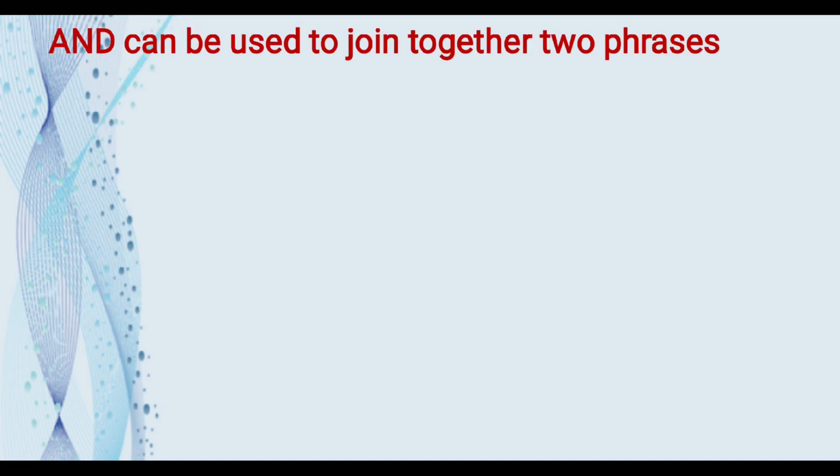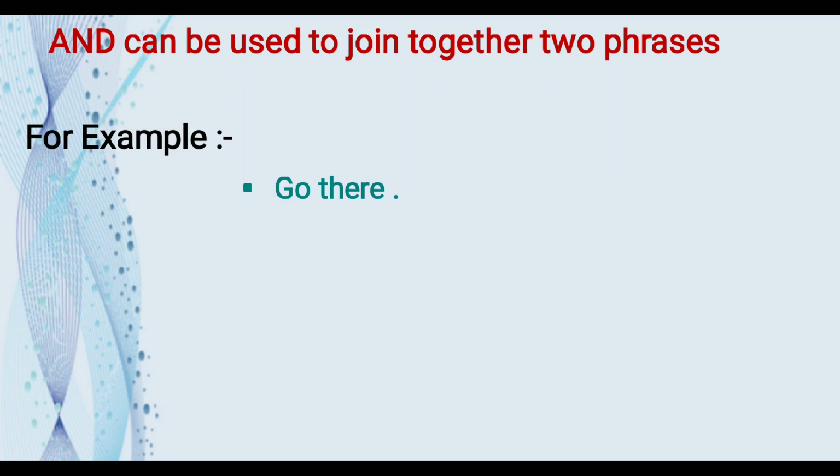Let's see the next possibility. And can be used to join two phrases. What are phrases? As I told you in our previous lesson, phrases are called small sentences, right? So let's see the example and understand. Go there, come here, stand up, sit down are called phrases.